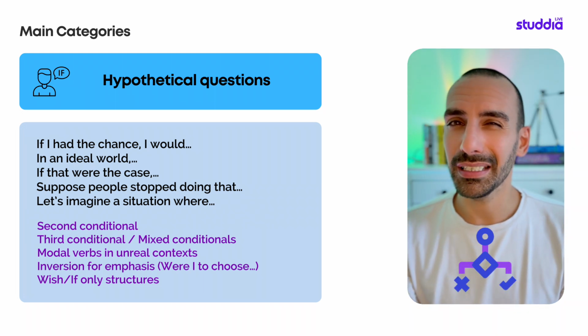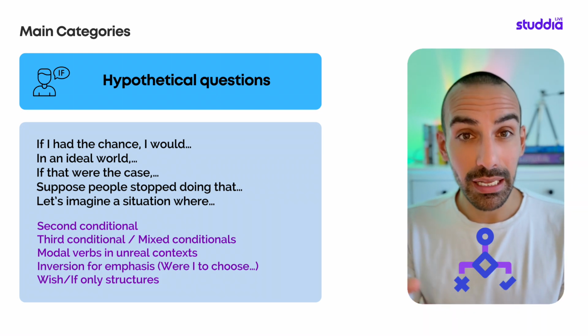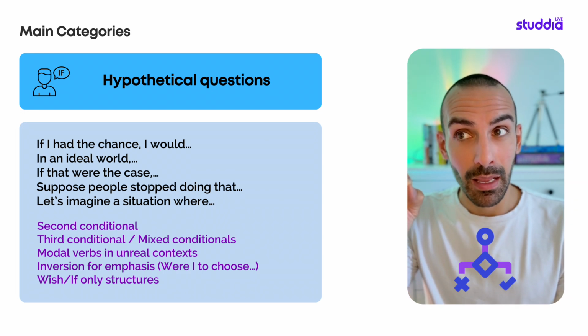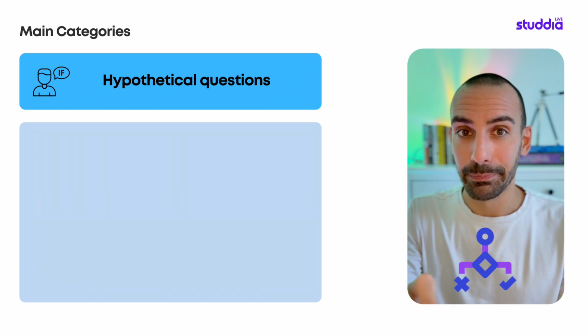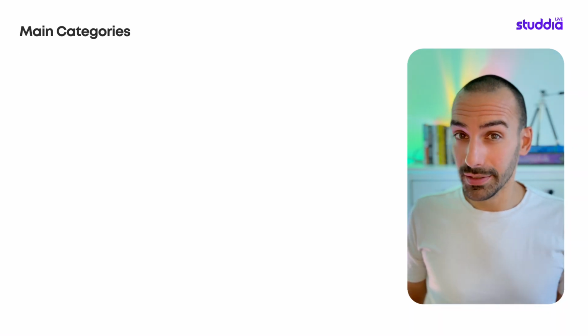So you're not describing reality. This is important. You are imagining, you're speculating, you're thinking creatively. And that's exactly what these questions are testing. So those were the five main categories.